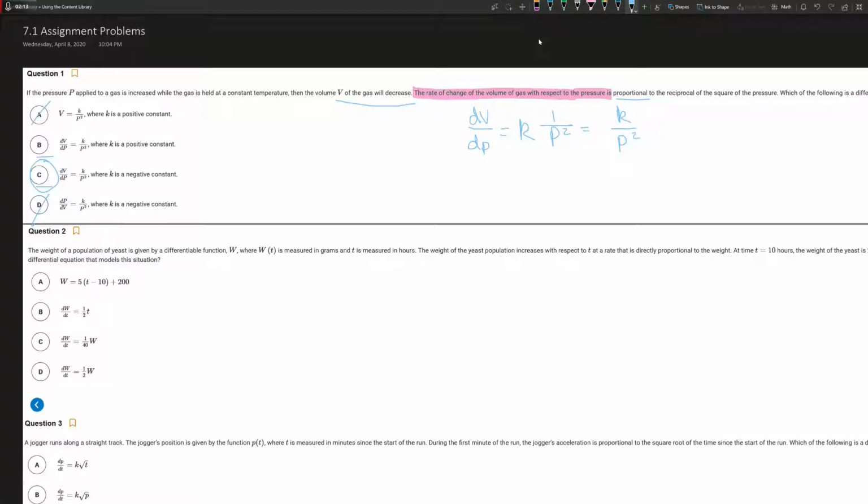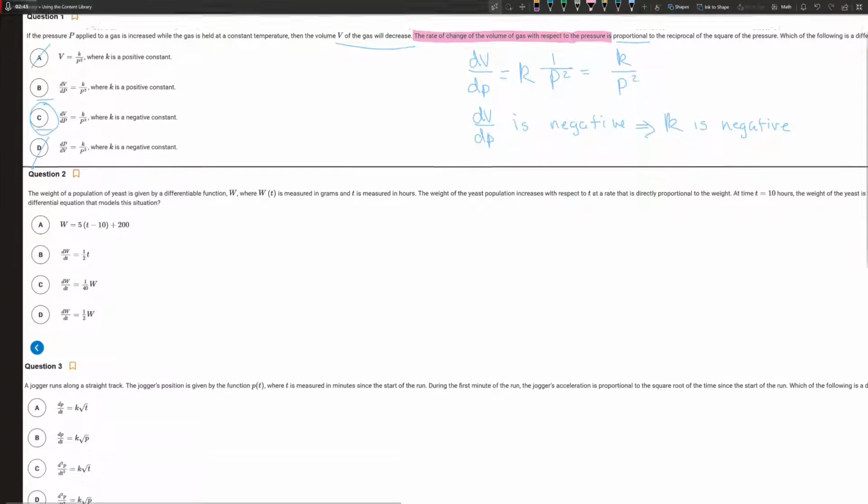So if the volume of the gas will decrease, that means that dV/dP is negative. So P squared will always be positive. So that means that the only possibility to make dV/dP negative is to make K negative. K is negative. So I hope that makes sense.